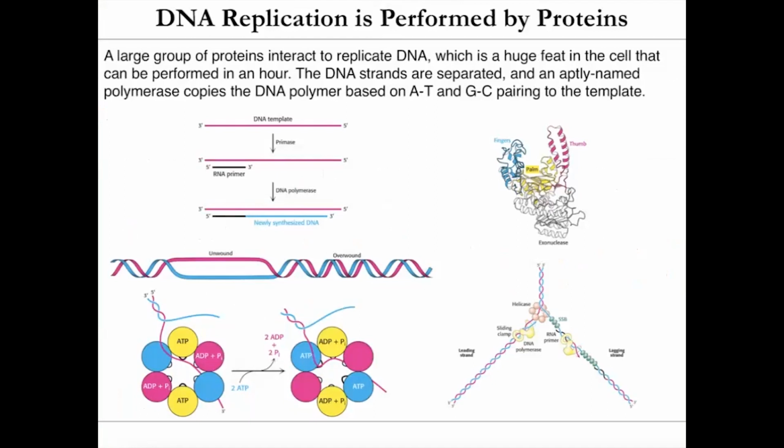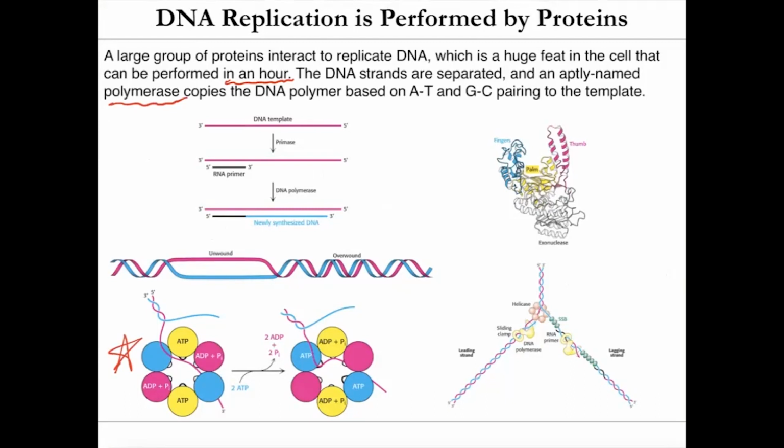Now, I'm just going to point out quickly that DNA is replicated in our cells by a bunch of different proteins that work together to do this huge feat. In each of your cells, there's 3 billion bases of DNA. And interestingly, that can actually be replicated in about an hour. That is a huge feat with very few mutations, basically. What happens is that the DNA strands are separated by a specific protein called a helicase, and then a protein called a polymerase, which is really well named because it makes the polymer of the DNA.